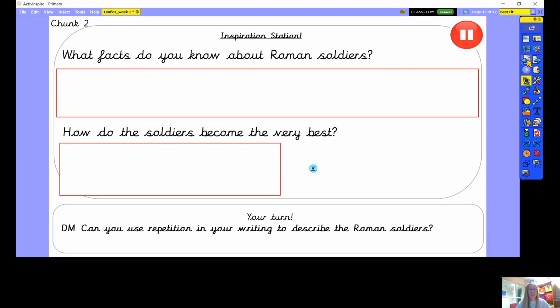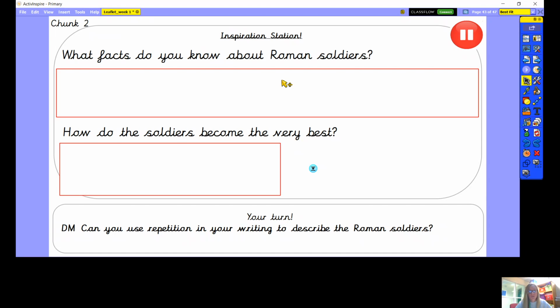Okay, so let's think about chunk 2. So chunk 2, I'm going to write some more facts now. I'm going to go into some information about the Roman soldiers. So look back at your research that you've done and think about, what do you know about the Roman soldiers? What types of Roman soldiers could you be, and what are the requirements of Roman soldiers? Are there age limits, or can you be male or female? Do you have to be a Roman citizen? Think back to all those things about Roman soldiers and write down some facts that you know about Roman soldiers.